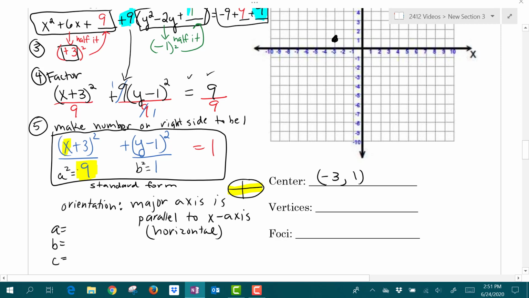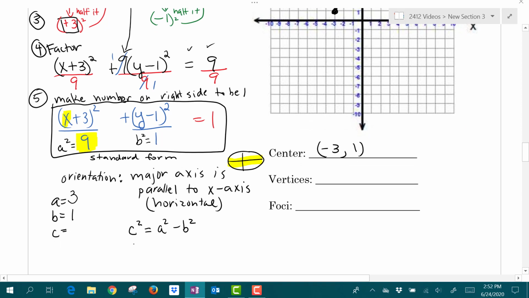Alright, so the A, B, and the C will be the square root, right? So A squared is 9. That means A has to be the square root of that, which is 3. B squared is 1. Well, turns out that the square root of 1 is still 1. And then our C value comes from that formula. C squared equals A squared minus B squared. So C squared is equal to the A value, what we have, A squared is 9, right? Minus the B squared, which is 1. So we get C squared is equal to 8. Take the square root of both sides, we get that C is equal to the square root of 8.